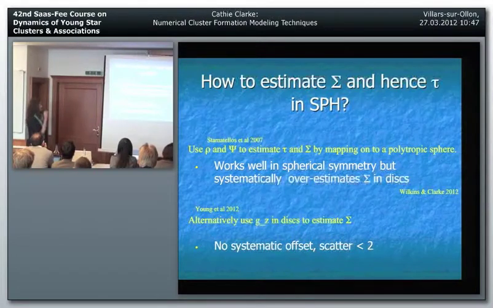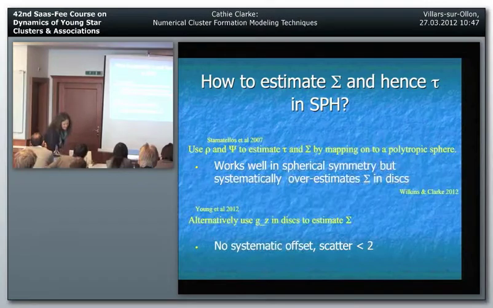So I think there are cunning ways around in SPH of not necessarily doing full flux-limited diffusion, but using an equation of the sort I've just shown, and fairly economical ways of estimating those quantities that you need, like the optical depth and the column density.